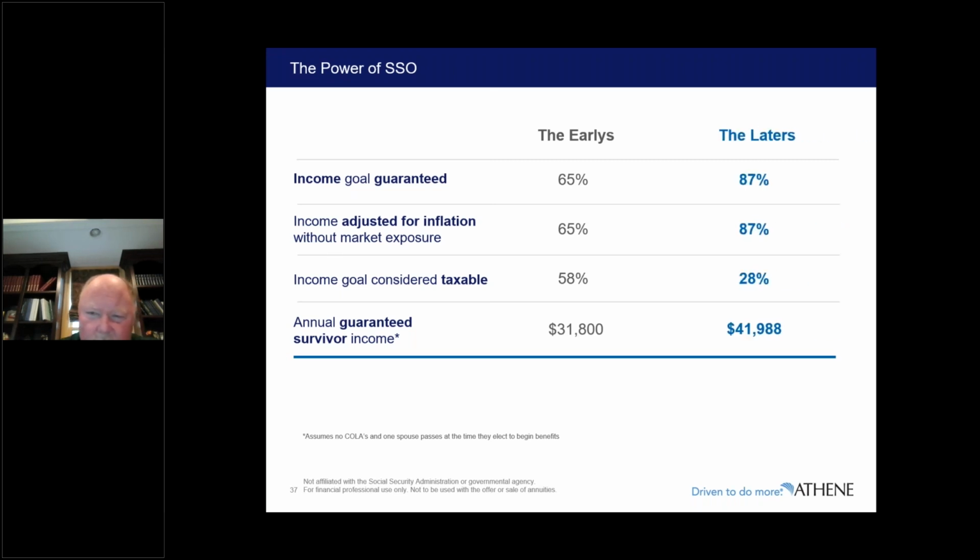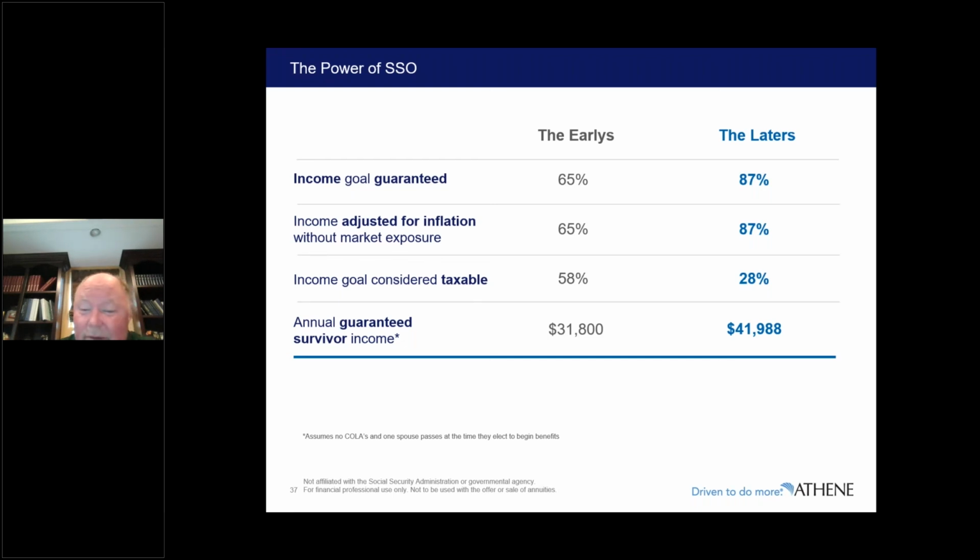And here's the difference. So clearly the laters are in a much better place from a pure benefit perspective. 87% of the income is guaranteed. That's the amount attributable to Social Security. 87% is inflation adjusted. Only 28% is taxable, which equates to a zero taxation in this case. And we got nearly $10,000 more, $11,000 more in survivor income.